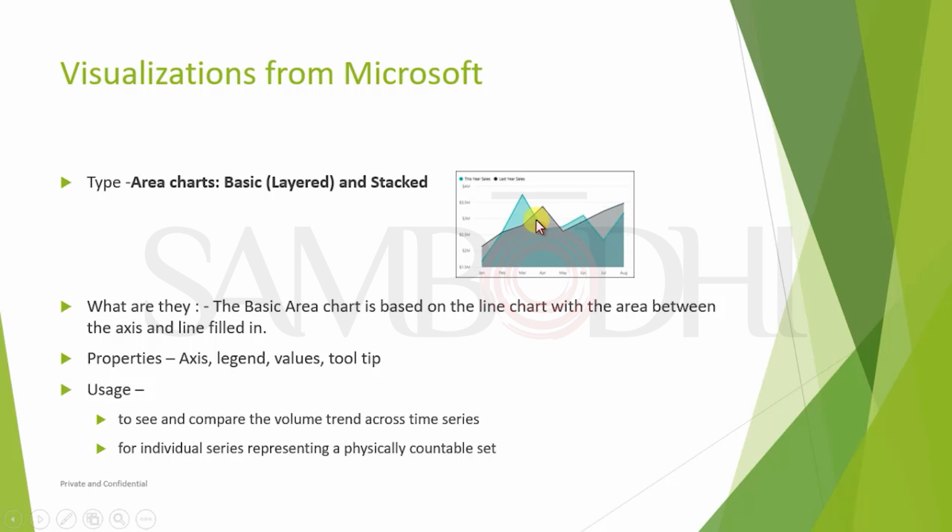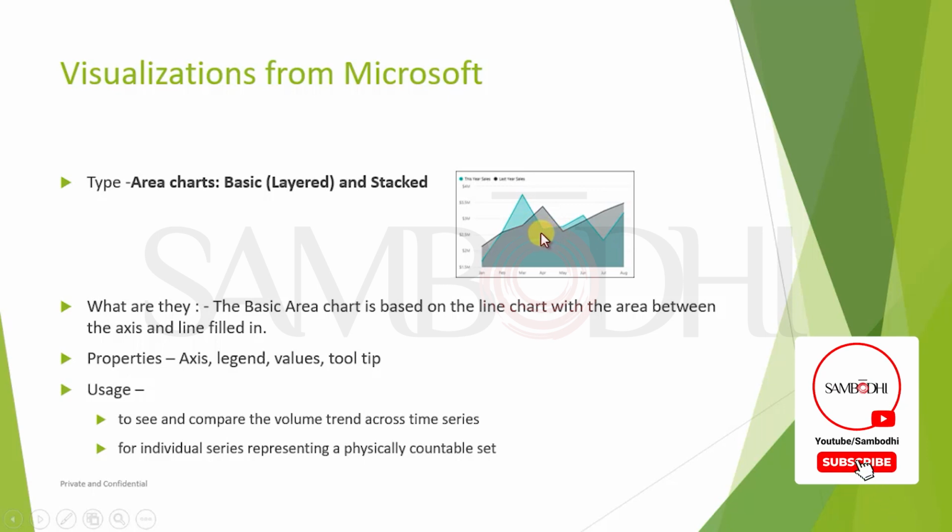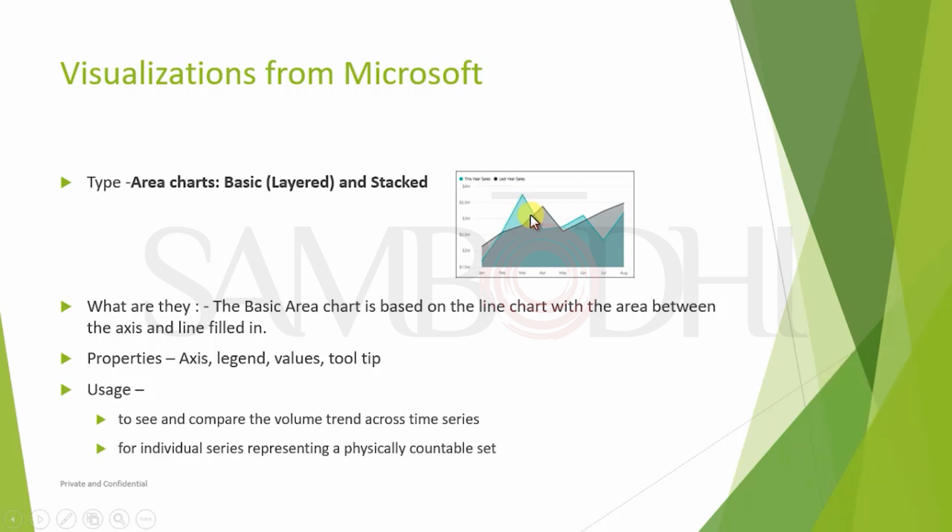So these areas are non-overlapping. That means this behind blue line somewhere was lagging behind and this was leading. Similarly, this area can be further focused for the blue values as to how to increase it, what were the conditions in the Feb to March period. The properties which you need to set are the axis, the legend, the values, and the tooltip. What are the usages of this?